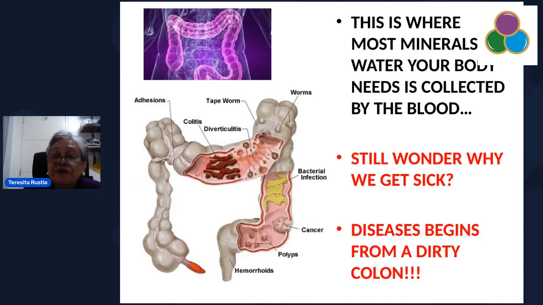Bowel movement must be there daily. If you could do it two to three times a day, that will be very good, because that means the water the blood is collecting is not that toxic, not really that dirty. So diseases begin from a dirty colon. Next slide, please.